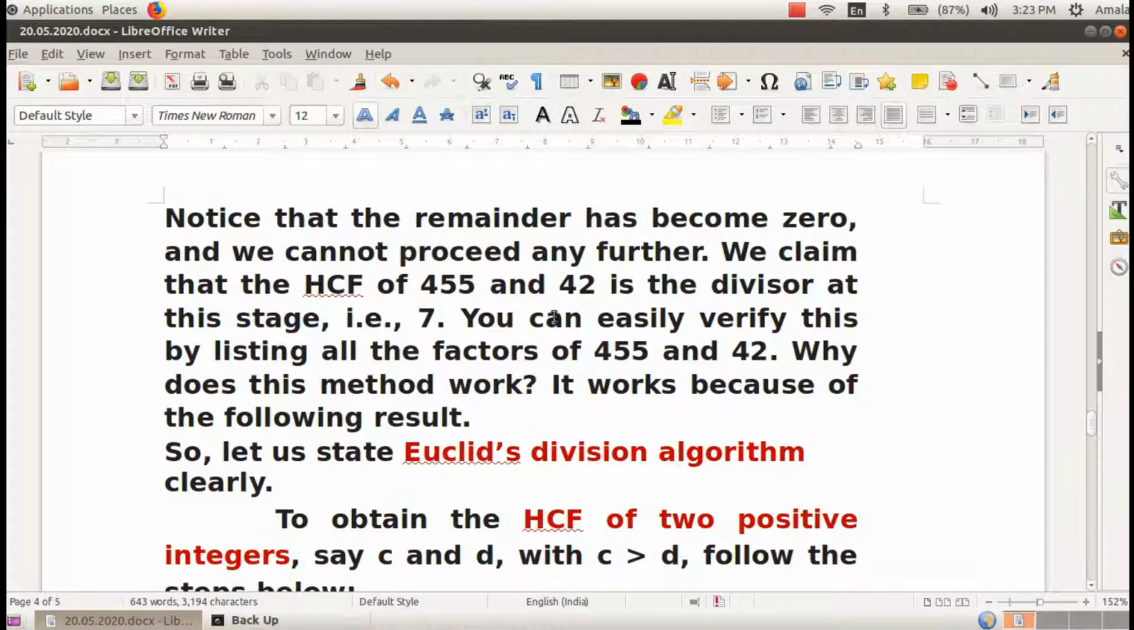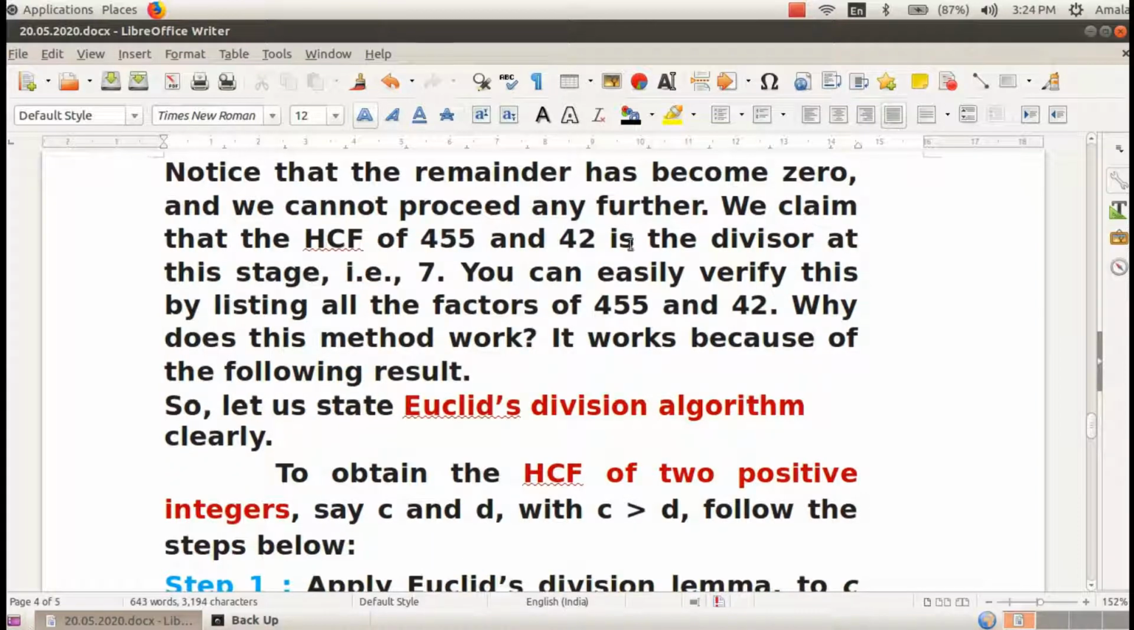Now we got the HCF of 455 and 42 is 7. When we got the value 7, the remainder became 0. When we are dividing and writing the lemma in different steps, once we reach the remainder 0, we can claim that the HCF of 455 and 42 is the divisor at this stage. So that is 7. You can easily verify this by listing all the factors of 455 and 42.